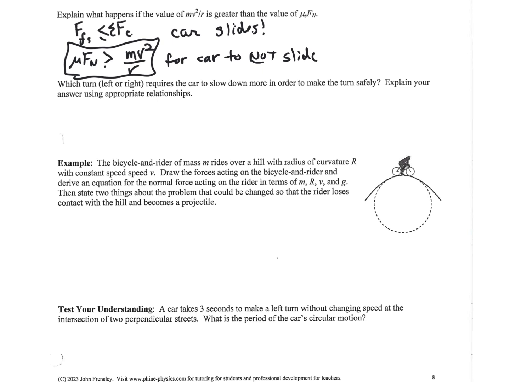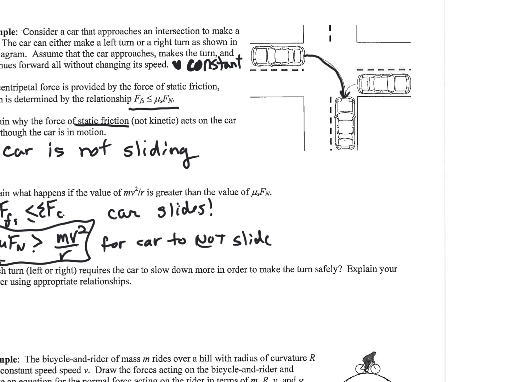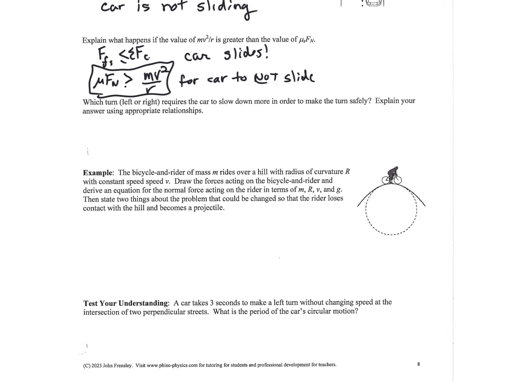Which turn, left or right, requires the car to slow down more in order to make the turn safely? Well, which one has the greater radius? If you look here, the right turn has a much smaller radius. So r to the right is less than this radius right here. This is r to the right, this is r to the left. So how does that affect the speed? Well, let's look.